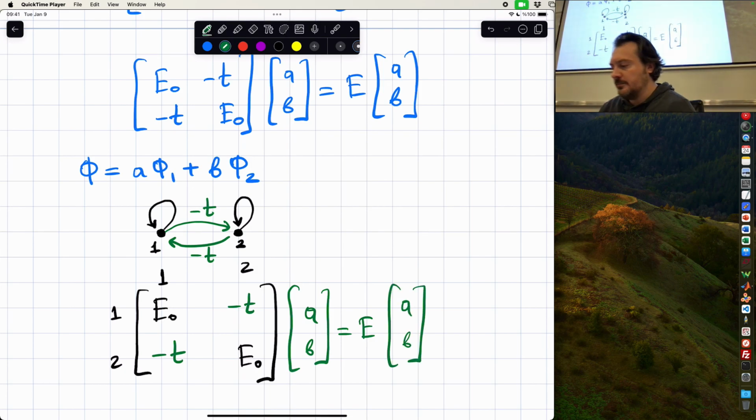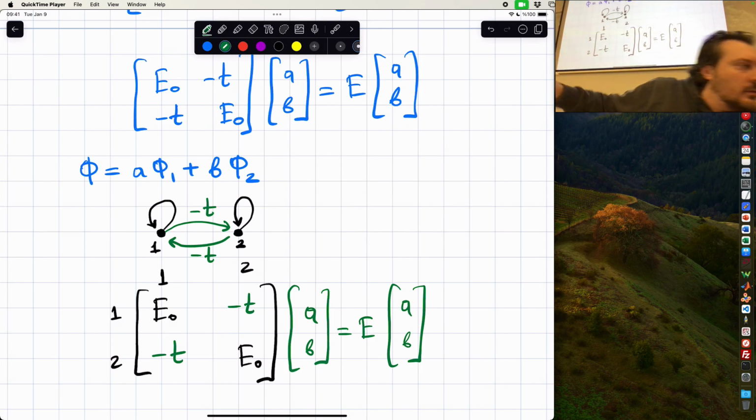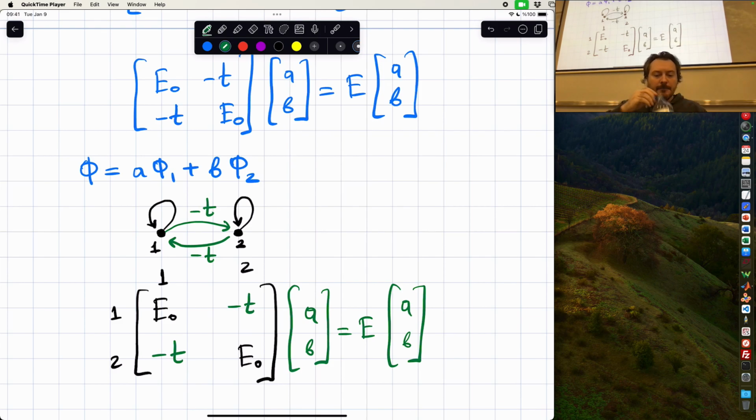So now you know how to apply tight binding, or linear combination of atomic orbitals. T is representing the interaction. How strong is the interaction between those two atoms? Yeah, it's the hopping integral. Very good.